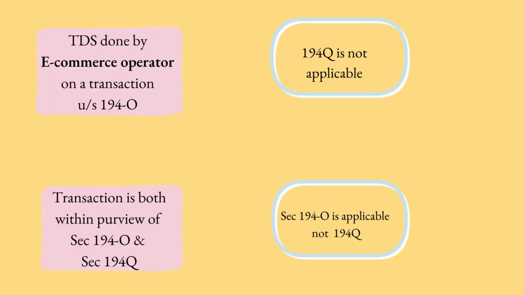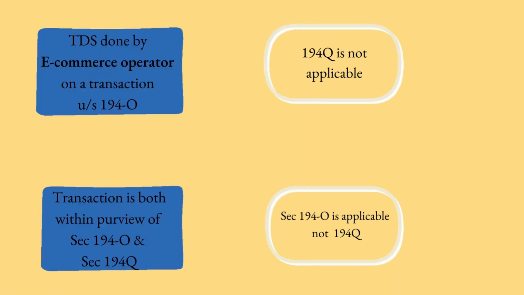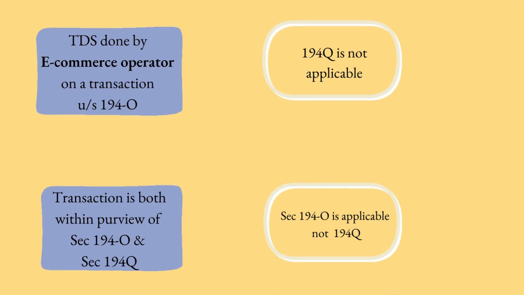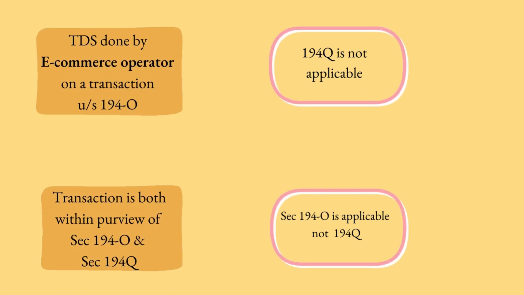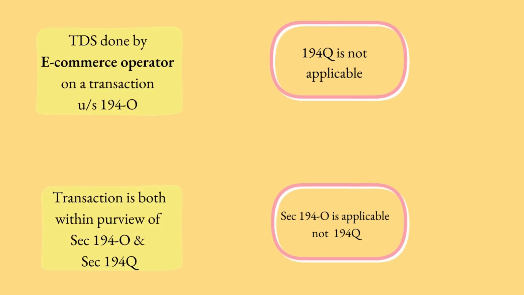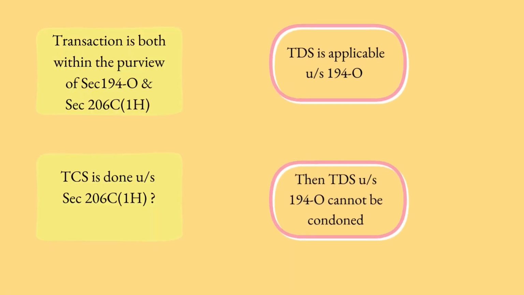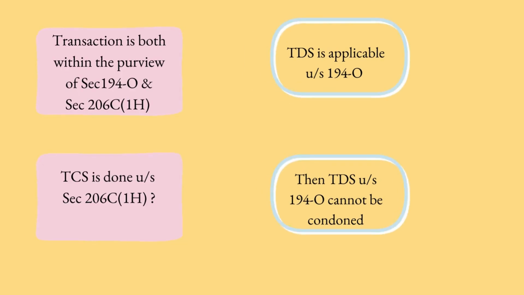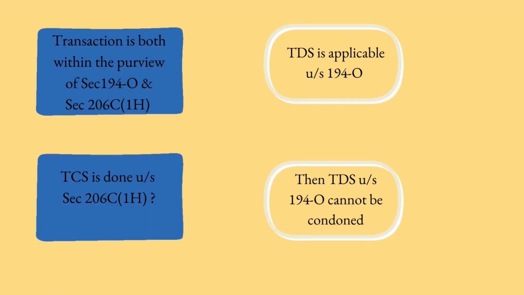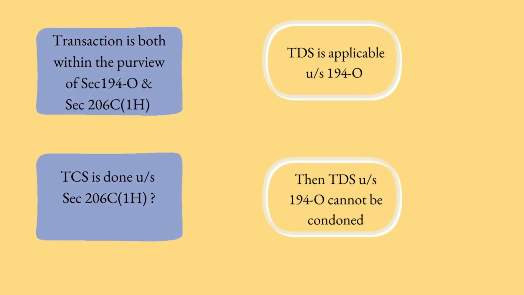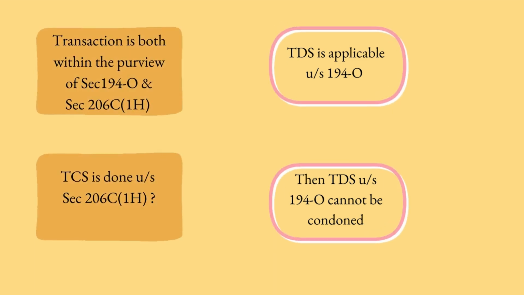Similarly, if a transaction is within the purview of Section 194O as well as Section 194Q of the Act, tax is required to be deducted under Section 194O of the Act and not under Section 194Q of the Act. Similarly, if a transaction is both within the purview of Section 194O and 206C(1H), tax is required to be deducted under Section 194O of the Act. The transaction shall come out of the purview of Section 206C(1H) after tax has been deducted by the e-commerce operator.